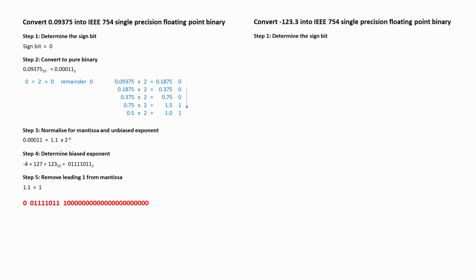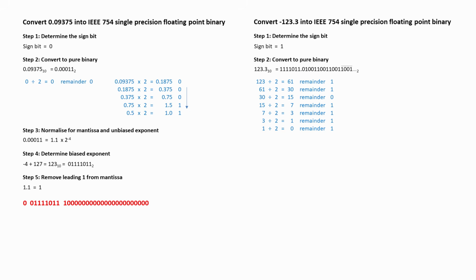In the second example, the sign bit is a 1 because it's a negative number. When we convert this into pure binary, this is what we get. Now I'll show you how we got there, but first of all let me point out that the last 4 bits are recurring. That's why they've been overscored and there are 3 dots at the end.